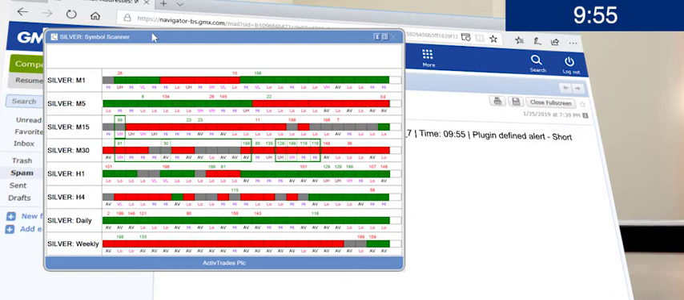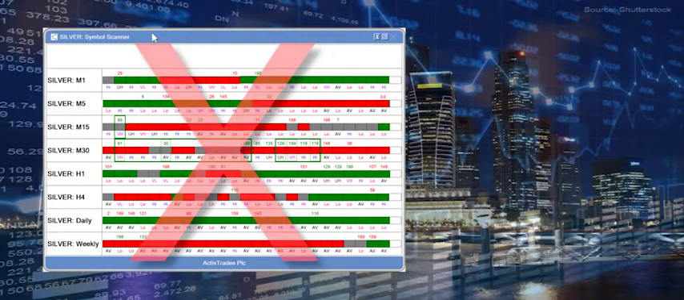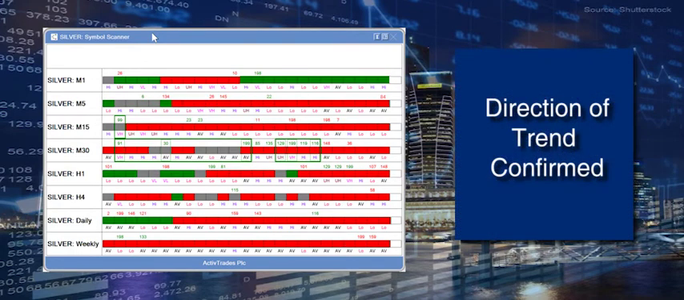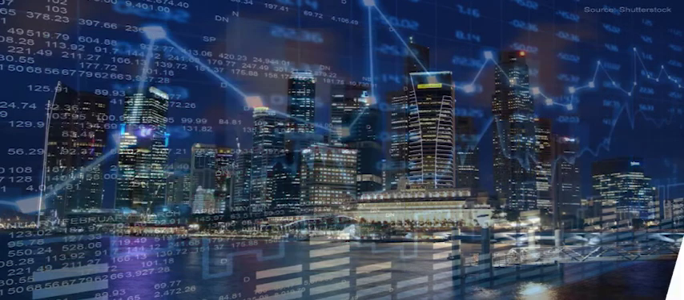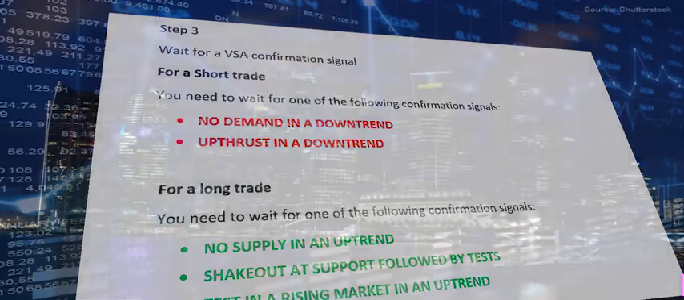If the scanner window had looked like this, then there wouldn't have been a clear consensus of trend. So in this case, you ignore the alert, the potential trade is aborted, and you wait for the next email alert. But in this case, the direction of trend has been confirmed. Now we wait for a VSA confirmation signal. The bigger the time frame it appears in, the bigger the potential move.